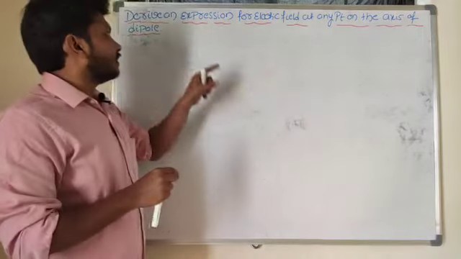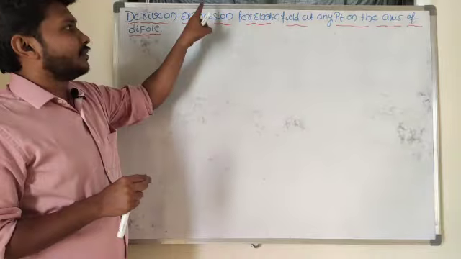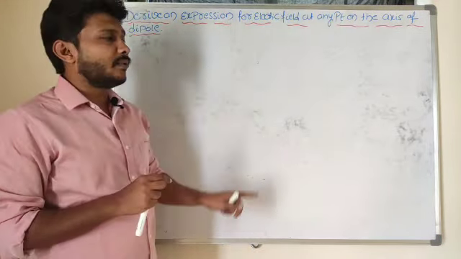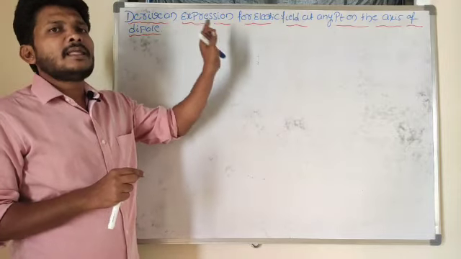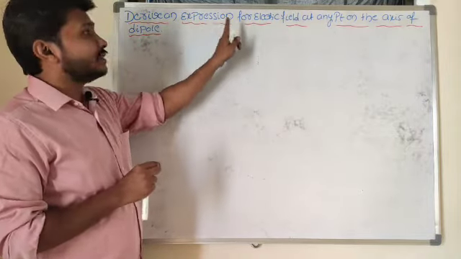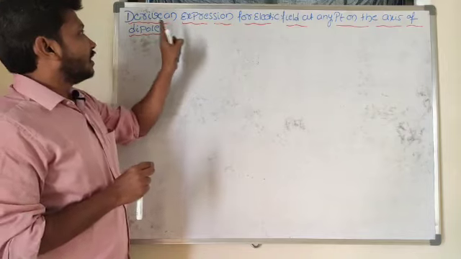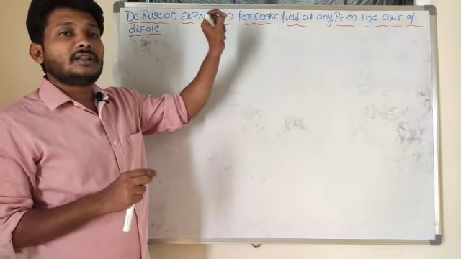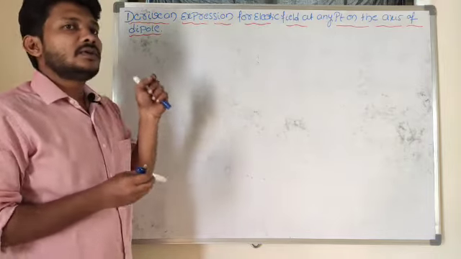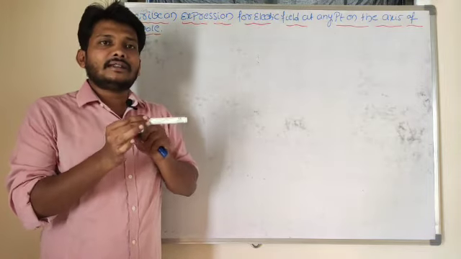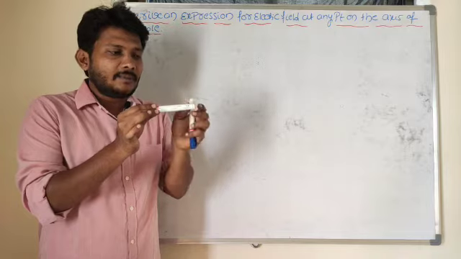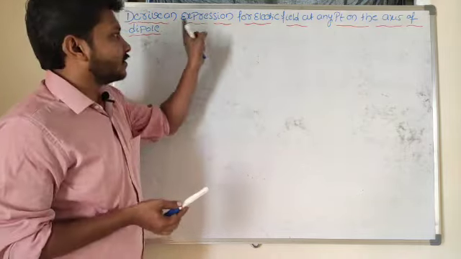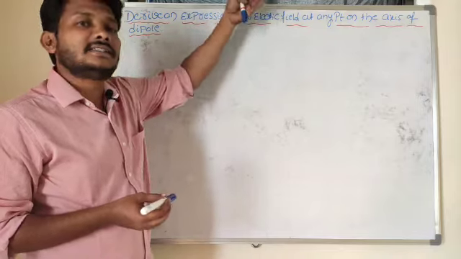So let me begin with: derive an expression for the electric field at any point on the axis of the dipole. For theory examinations, most of the time they ask this question for 5 marks. So my interest is to determine the electric field due to a dipole at an axial point and at an equatorial point. First I will derive the expression for the axial line.